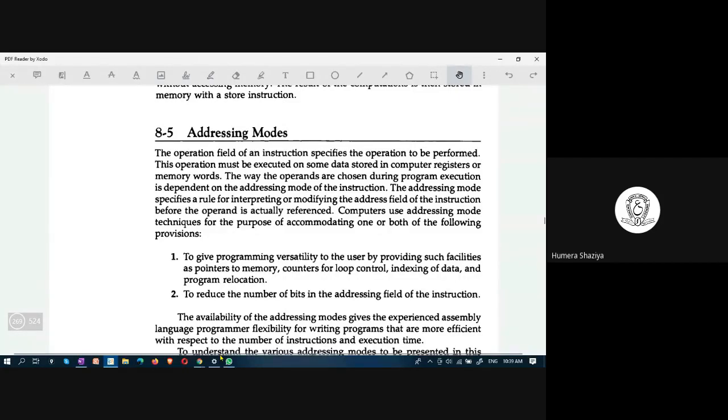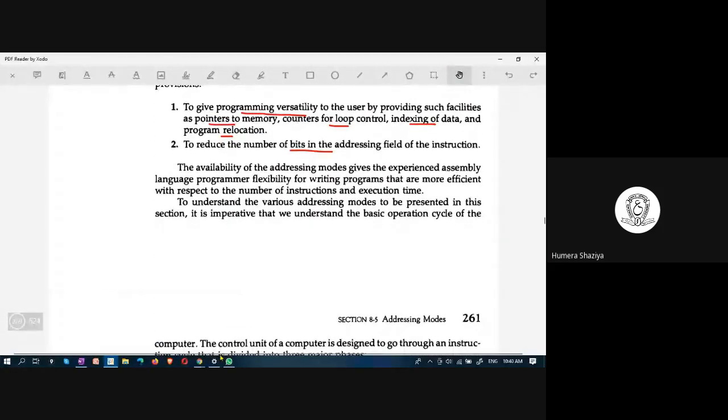what addresses we can specify, in how many ways you can specify, and this addressing mode specifies a rule for interpreting or modifying the address field of the instruction before the operand is actually referenced. And this is quite important because it gives programming a versatility, so that a programmer can specify pointer to memory. A programmer can use indexing or just a counter or relocation. So different addresses would be required to perform different tasks. So it facilitates that, and it can reduce the number of bits in the addressing field of the instruction, if you know what all you can specify within an instruction.